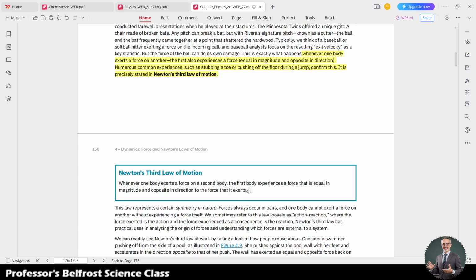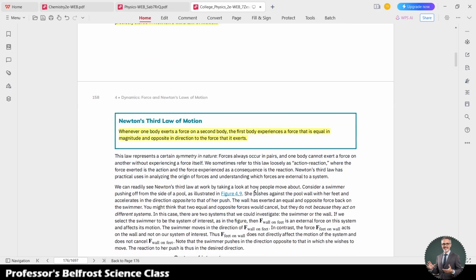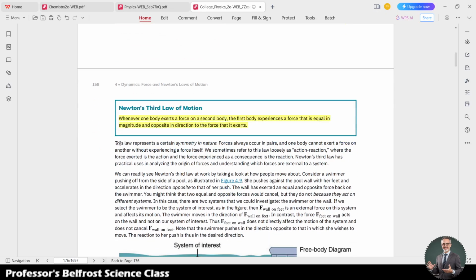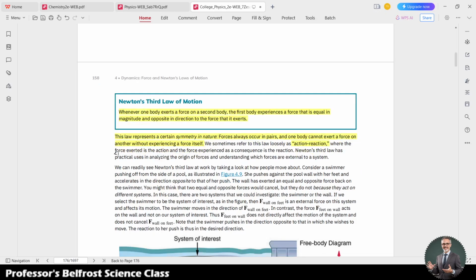So this is the statement: whenever one body exerts a force on a second body, the first body experiences a force that is equal in magnitude and opposite in direction to the force that it exerts. This law represents a certain symmetry in nature, that forces always occur in pairs, and one body cannot exert a force on another without experiencing a force itself. Sometimes this law is loosely called action-reaction, where the force exerted is the action and the force experienced as a consequence is the reaction.